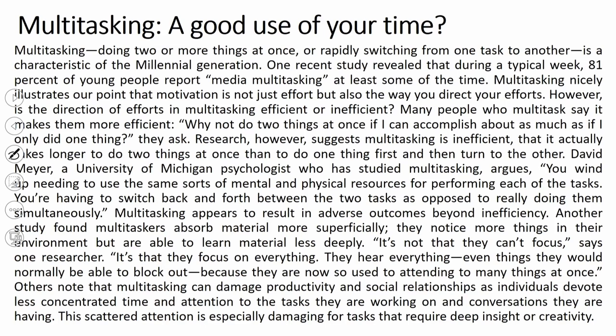Many people who multitask say it makes them more efficient. Why not do two things at once if I can accomplish about as much as if I only did one thing? This is the pertinent question that every millennial who is a pro multitasker would typically ask. Research, however, suggests that multitasking is inefficient, that it actually takes longer to do two things at once than to do one thing first and then turn to the other. David Meyer, a University of Michigan psychologist who has studied multitasking, argues, you wind up needing to use the same sorts of mental and physical resources.